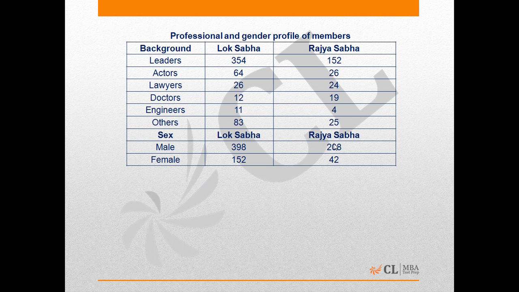And in the table, data regarding the background of the parliamentarian is given. Like in Lok Sabha, 354 are leaders, and in Rajya Sabha 150 are leaders. In Lok Sabha 64 are actors and 26 are actors in Rajya Sabha. Similarly, we can see the distribution across gender as well. There are 398 male members in Rajya Sabha and 42 female members in Rajya Sabha.